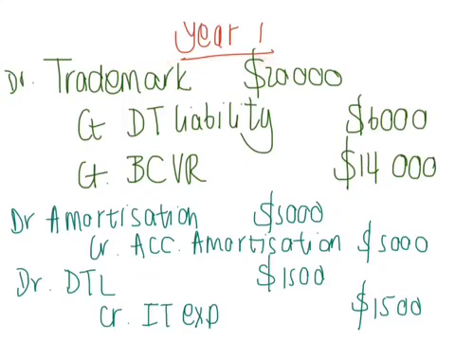At the end of year 1, we will record the following entries in our consolidation worksheet. First of all, the revaluation of the trademark. Because the trademark is not recognized as an asset in the subsidiary's accounts, from the group perspective, we have to create that asset at the fair value of $20,000. We provide for the tax effect on that, and we raise the revaluation reserve, the BCVR.